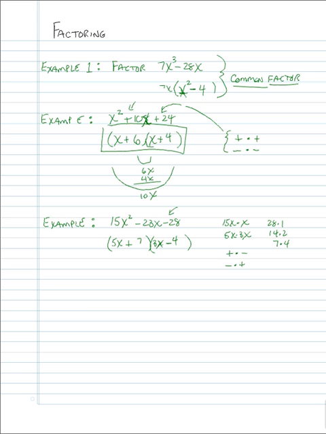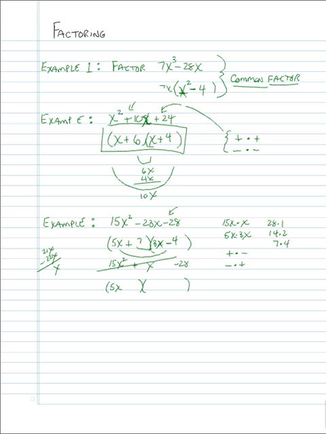And when I'm checking that out, I know that I'm going to get 15x squared, right? I know that. And I know I'm going to get negative 28 at the end if I multiply that out. The problem is what happens in the middle. And you notice here that the middle will have a negative 20x, 5x times negative 4, and we'll have a positive 21x, 7 times 3x, and of course together that gives x. And so if we were to multiply that out, we get this, and we know that's not right. So we try again. Okay?